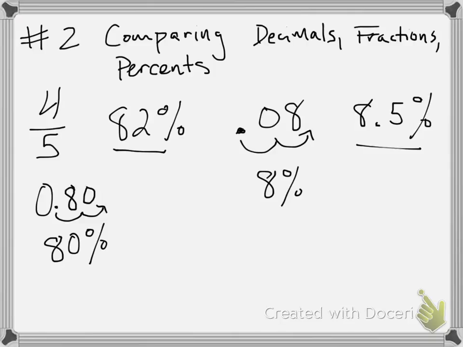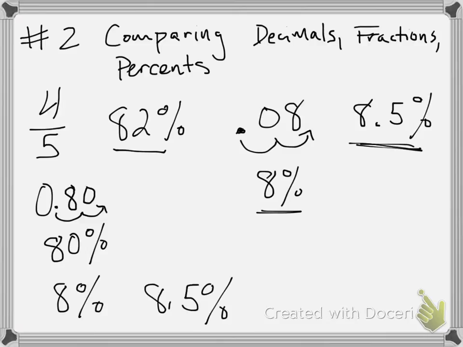Now I can order them. What did we say? Least? Alright, so least, I have 8%, 8.5%. So 8%, 8.5%. Then I had 80%. And lastly, 82%.